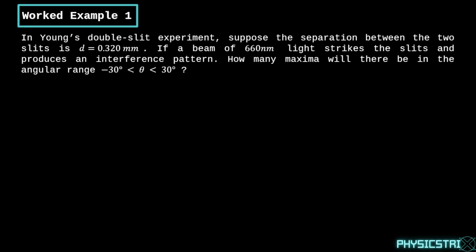Okay, here is our sample problem, right? In Young's double slit experiment, suppose the separation between two slits is d equals 0.32 millimeters. If a beam of 660 nanometers light strikes the slits and produces an interference pattern, how many maxima, right? Maxima being how many orders, how many bright fringes will there be in angular range? So again, maxima means bright fringes, minima means destructive interference or dark fringes.